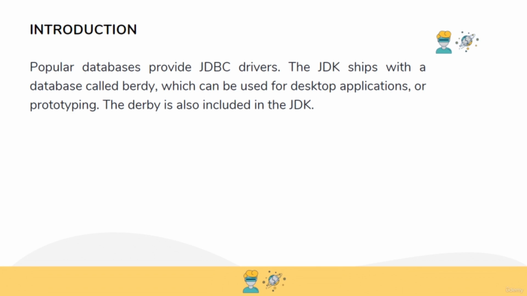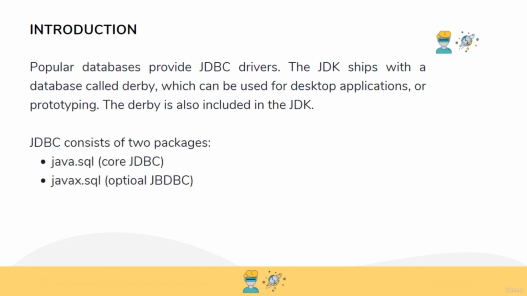JDBC drivers. The JDK, which is the Java Development Kit, ships with a database called Derby, which can be used for desktop applications or prototyping purposes. Derby is also included in the JDK, so if you have the JDK, you have that. It's a package.